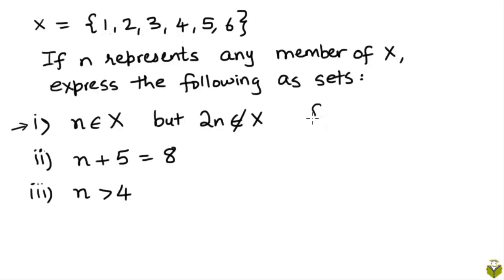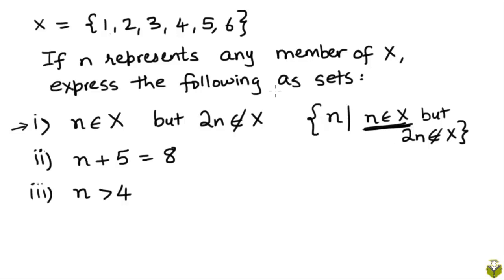The first set in set builder notation would be the set of all elements n such that n belongs to X but 2n does not belong to X. So let's look at the candidates we have which satisfy the first property. Well, there are 6 elements of X, so there are 6 candidates which satisfy the first property: 1, 2, 3, 4, 5 and 6. We also want them to satisfy the second property, which is that 2n does not belong to the set X. So let's look at the candidates one by one.